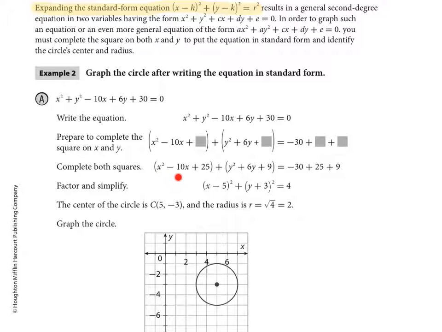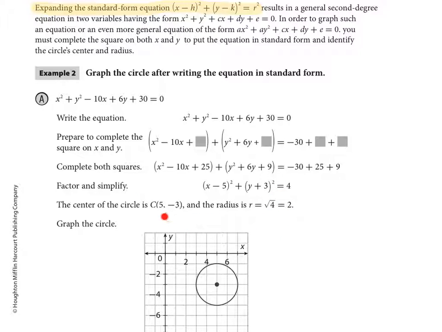We have created a perfect square here, so we can factor it as x minus 5 quantity squared. We have created a perfect square here. We can factor it, and we get y plus 3 quantity squared. On the right side, just add those numbers together and you get 4. So that tells us that the center of our circle is at 5, negative 3, and the radius is the square root of 4, which is 2.